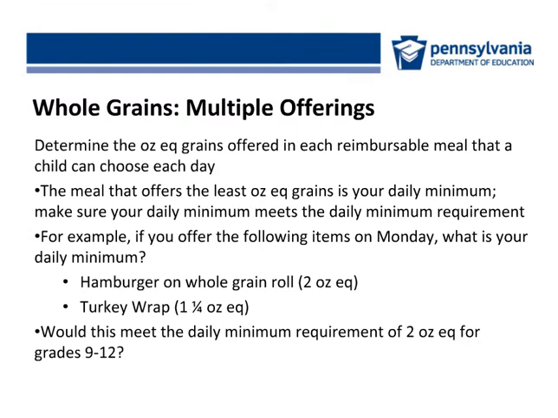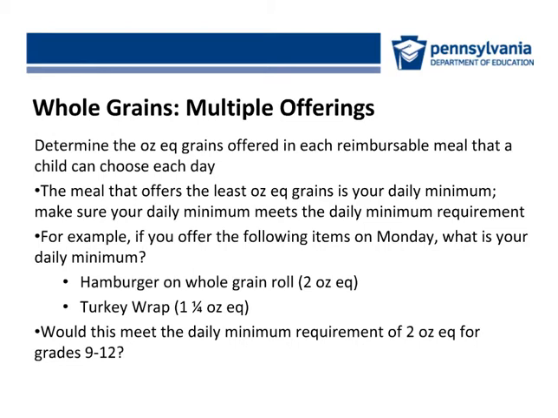As you know, you must offer at least the daily minimum servings of grains for each age grade grouping, which is indicated in parentheses in the meal pattern chart we showed earlier. So how do we determine that number? To determine the minimum, you look at the meal each day that offers the least ounce equivalents of grains and make sure that this meets the daily minimum requirement.